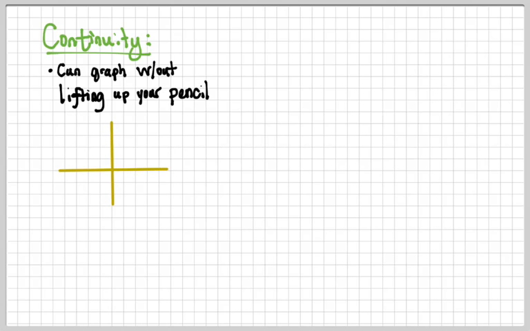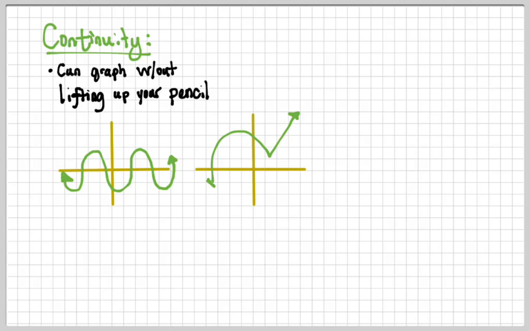Sketch an XY axis. Alright, so let's say our first one looks like this. This is a sinusoidal function, which we'll get to in second semester. You notice I drew that without lifting up my pencil. There was no break. Here's another type of continuous function. This actually looks like a piecewise function. You see two different graphs, and again, I don't lift up my pencil.